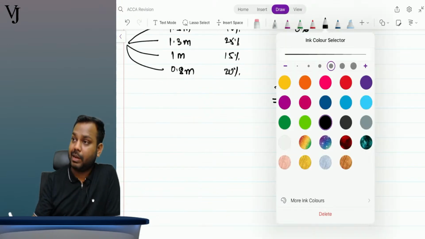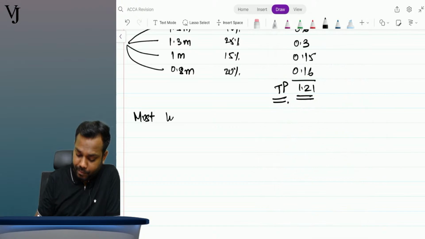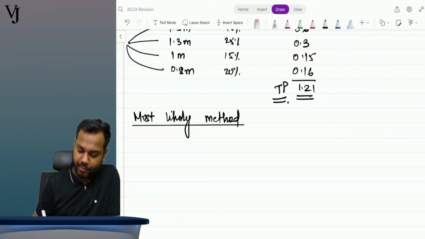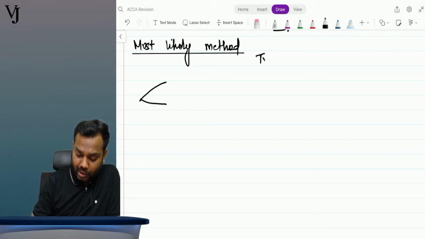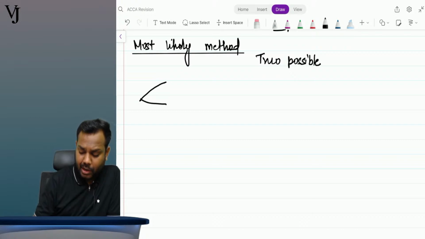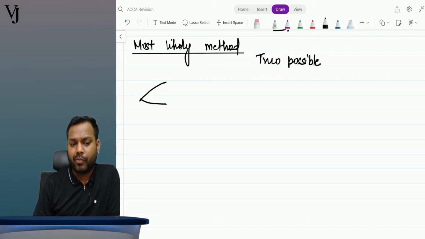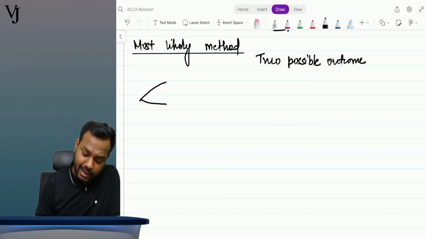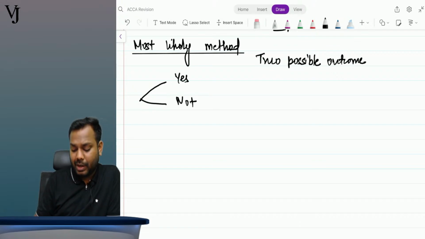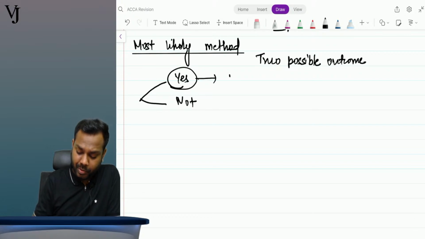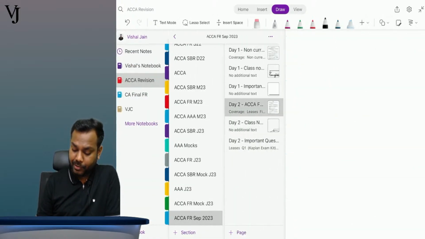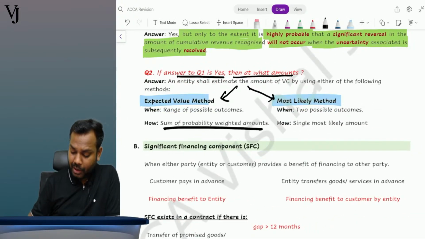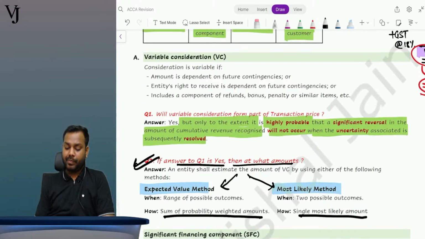Now, what is the meaning of most likely method? It has to be used when you have only two possible outcomes. We took the example of quality bonus. Either you will get it or you will not get it. If there is a high probability that you will get it, then this is the amount to be included in transaction price. See here, sum of probability weighted amounts and single most likely amount. Is it clear, everyone?